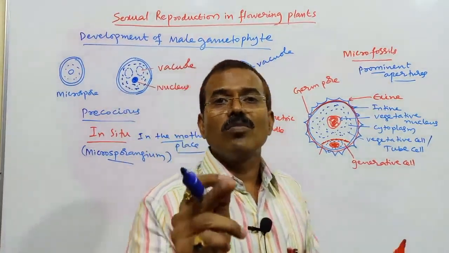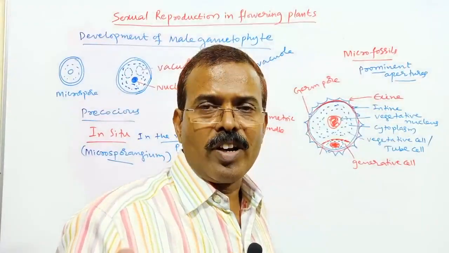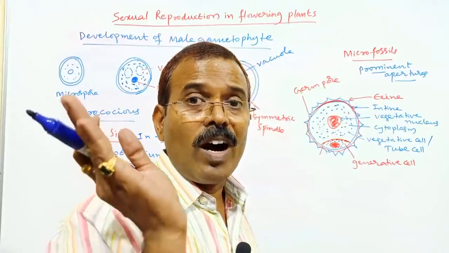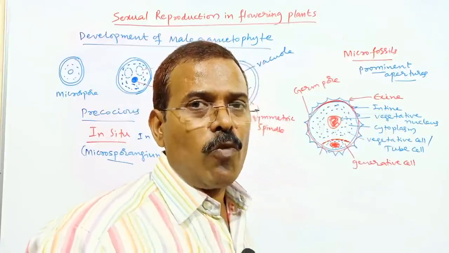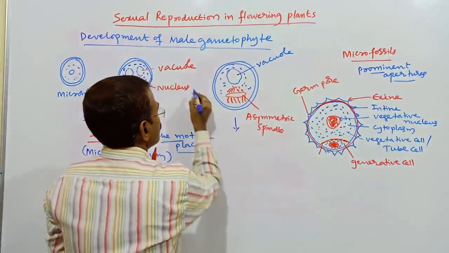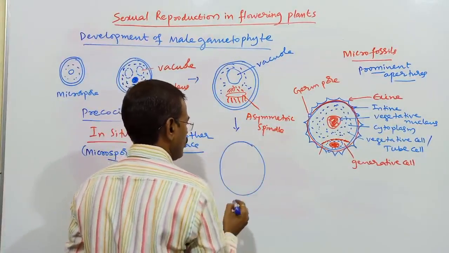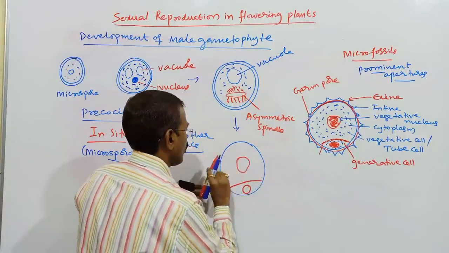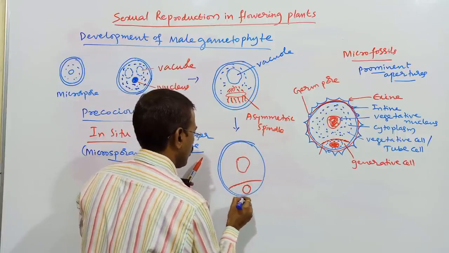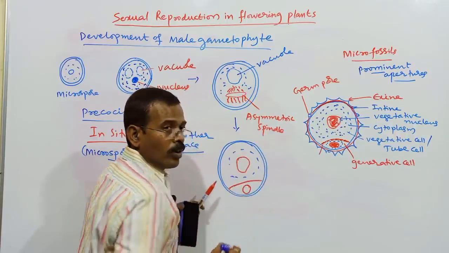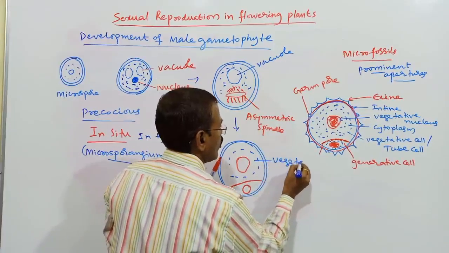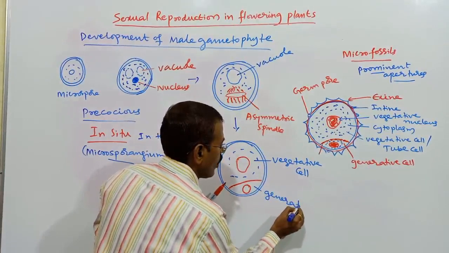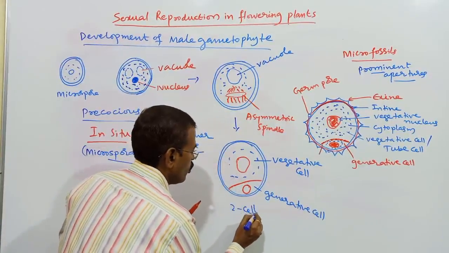There is formation of an asymmetric spindle. When mitotic division occurs, during cell division, there will be spindle fiber formation, right? An asymmetric spindle will be formed because of the unequal division of the protoplast, as a result of which there will be formation of a larger vegetative cell and a smaller generative cell. So this is the two cell structure.